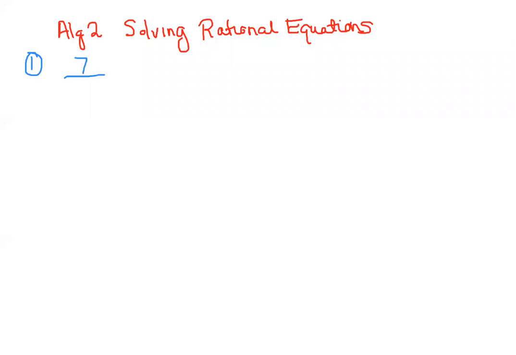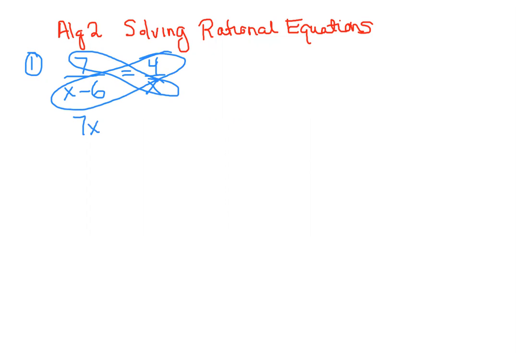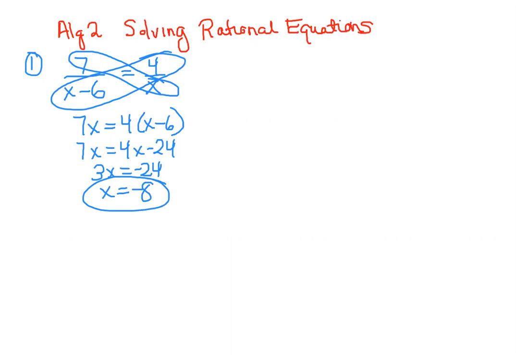Okay, so we got 7 over x minus 6 equals 4 over x. How can we solve this? We can solve it with method 1 using cross multiplication. So we can do this and we would get 7x equals 4 times x minus 6. And we get 7x equals 4x minus 24. And then solving, we get 3x equals negative 24. And x equals negative 8. And that's our answer. If you put that in, it works.